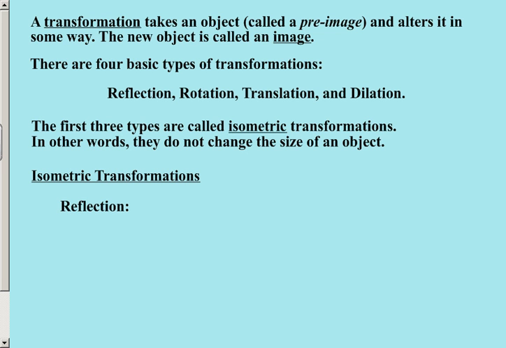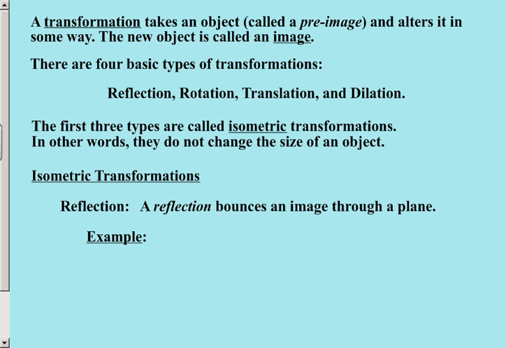The first one would be the reflection. A lot of people know exactly what a reflection is, even if they don't exactly know how to define it. And a definition would be a reflection bounces an image through a plane. Okay, so looking at an example of a reflection, it might be something like this. Reflect capital D through the line.